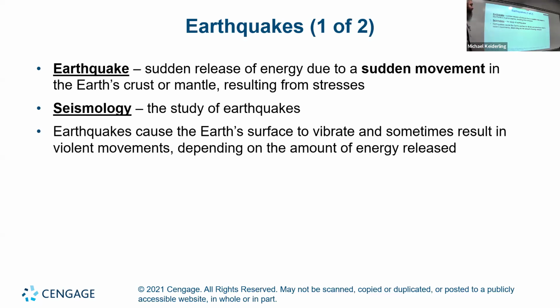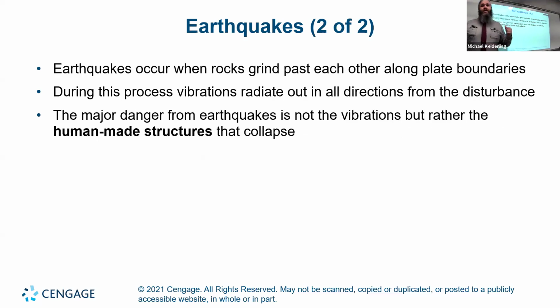Earthquakes cause the Earth's surface to vibrate and sometimes can result in very violent movements, depending on the amount of energy being released and how that energy gets transmitted. So the danger from earthquakes depends on a lot of factors, like what the ground underneath you is made of and things like that. Earthquakes occur when rocks grind past each other at plate boundaries. And during this process, vibrations will radiate out in all directions from the source of the disturbance.